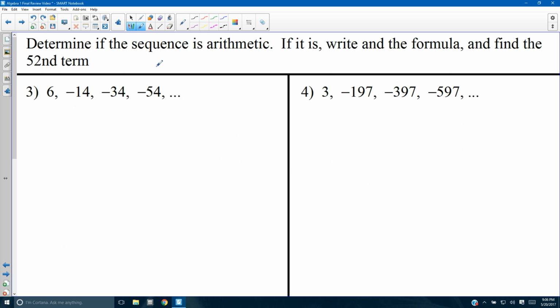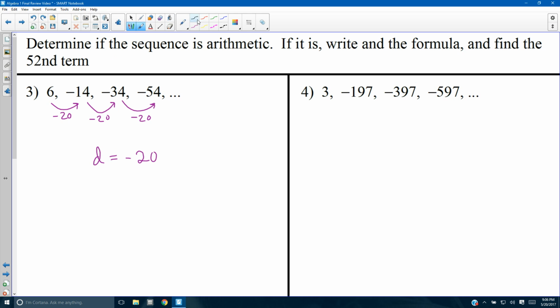Okay, there's some more. 2 more. Determine if they're arithmetic, and if it is. I am going to presume here that these are all arithmetic. Otherwise they probably wouldn't put them here. So it looks like I am subtracting 20 each time here. Minus 20, minus 20, minus 20. So it is arithmetic. It does have a common difference of negative 20.